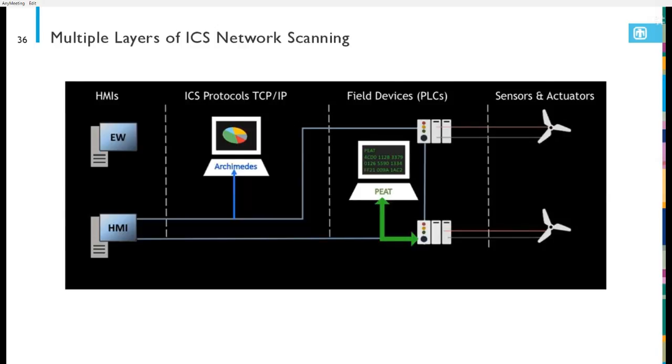Where we're focusing is we have two tools I'm going to just highlight real quick today. We have one called Archimedes, which looks at the protocol traffic at TCP/IP level from the OT network, and then we have one called PEAT, which looks at directly interfacing with the PLCs and getting information from there.